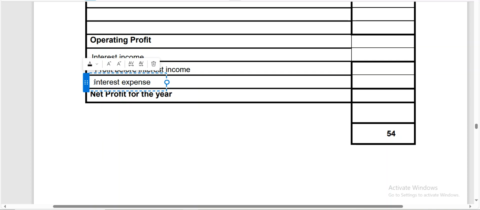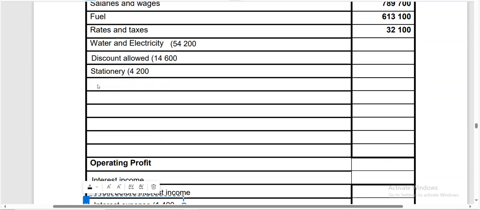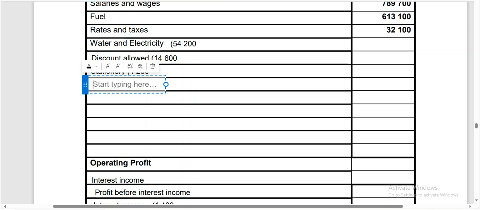So by now we already have interest on overdue creditors of 1.4, so we have to enter it here. And then next we have insurance for 72,400, so I'm just going to write insurance here. Insurance, it's 72,000.